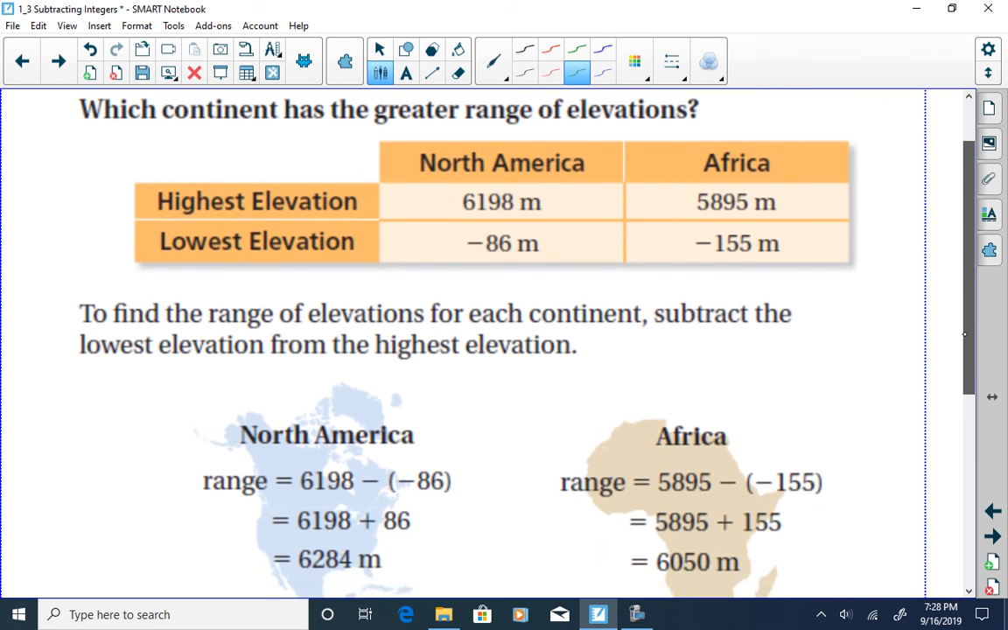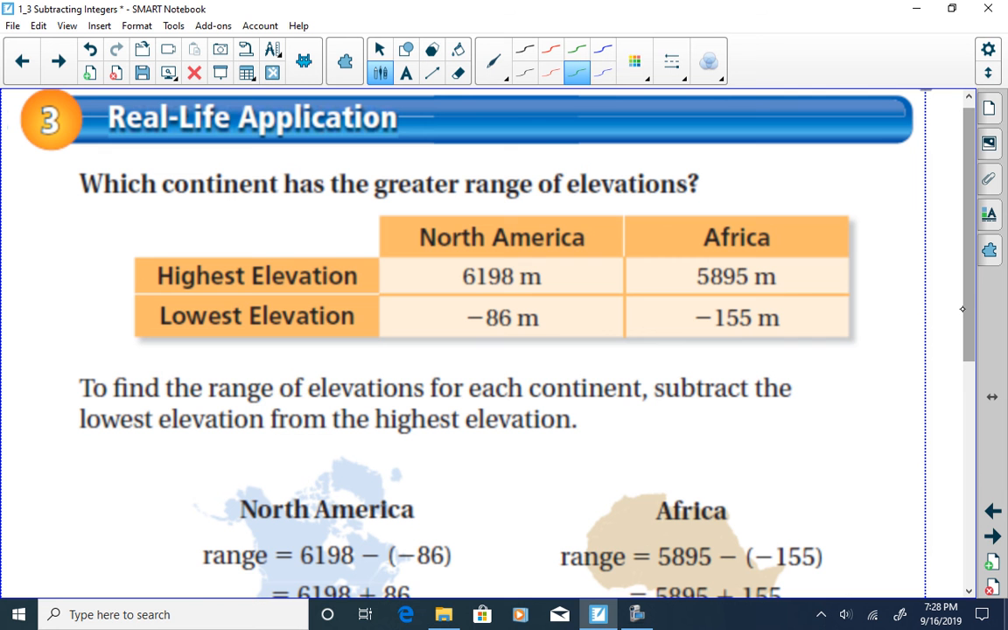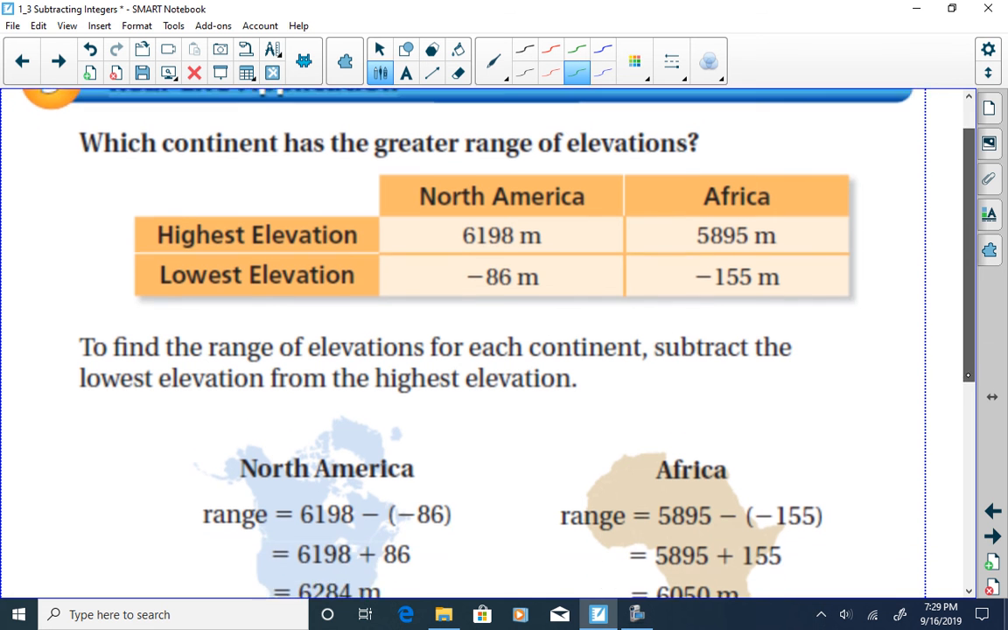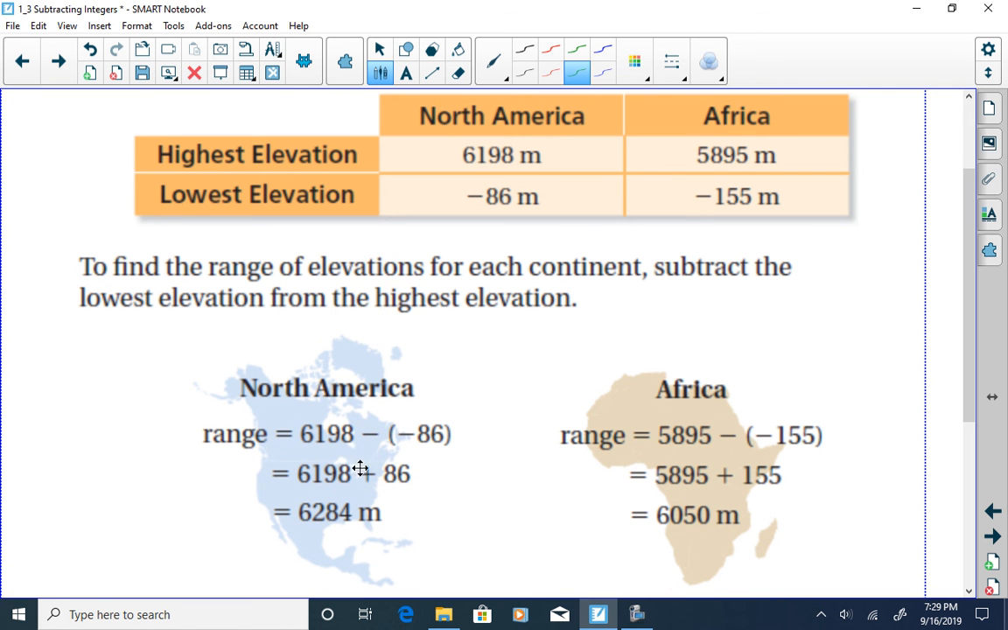Okay. Here we're given more of a word problem type question. Which continent has the greater range of elevations? To look for range, we need the difference between two numbers. So to find the range in North America, we have to take negative 86 away from 6,198, and that's going to look like this, right? But we use that additive inverse, so we'd have to add the opposite here, and that becomes 6,198 plus 86. That's where we get 6,284.